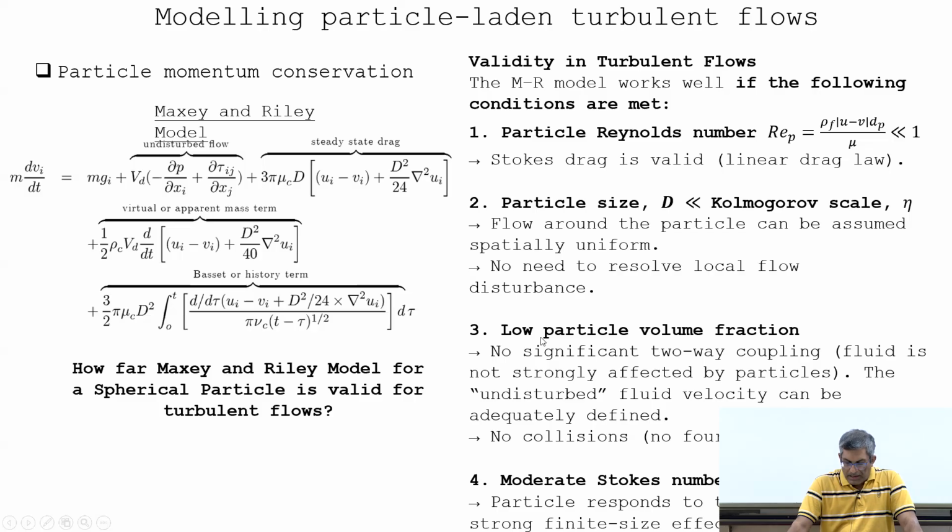Then the other criterion is that we should have low particle volume fraction, such that there is no significant two-way coupling, or in other words, the fluid is not strongly affected by the particles. Now, why is this required? This is required because this ensures that the undisturbed fluid velocity can be adequately defined. Now, what is meant by undisturbed fluid velocity? So, if you see in this equation, what is u here? u is the flow velocity.